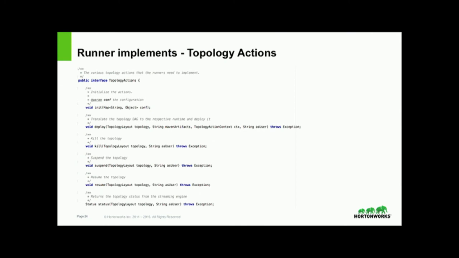This is a runner interface which defines the topology lifecycle. You have the methods for deploy, kill, suspend, resume, and so on. Each of these methods receives the topology layout, which contains the topology DAG as the input. Within, say, deploy, the streaming engine is typically implemented by the runner, and the runner decides what needs to be done to deploy this SAM DAG.